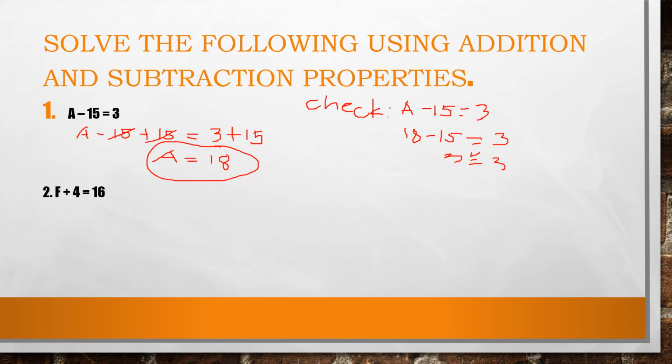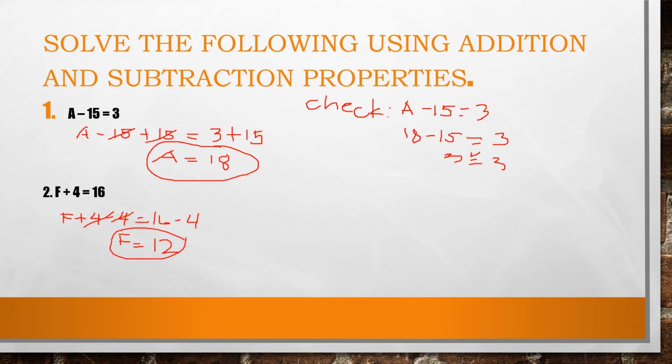F plus 4 is equals to 16. So we need to subtract 4 from both sides. Okay. F plus 4 minus 4 is equals to 16 minus 4. So cancel. F is equals to 16 minus 4 is equals to 12.